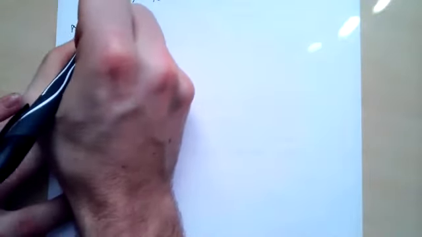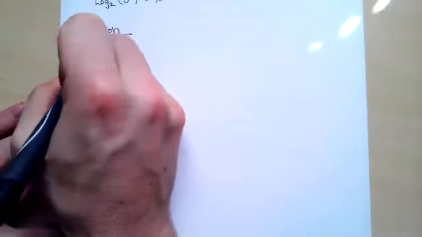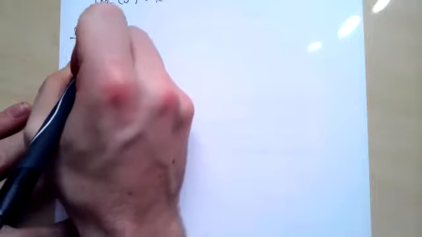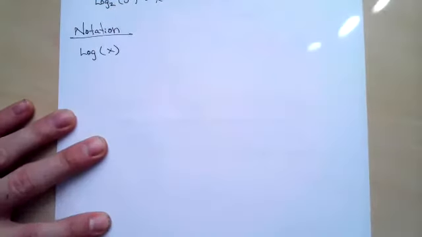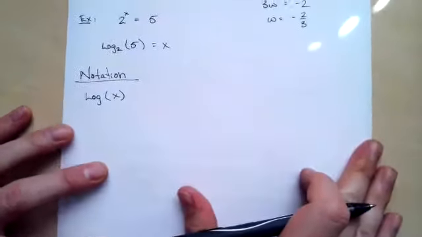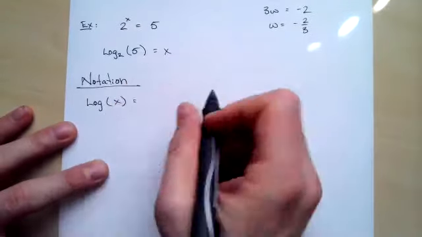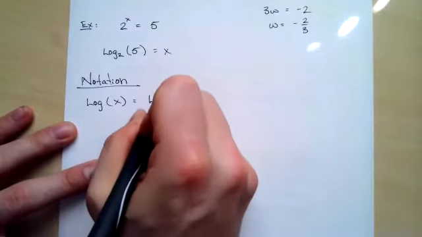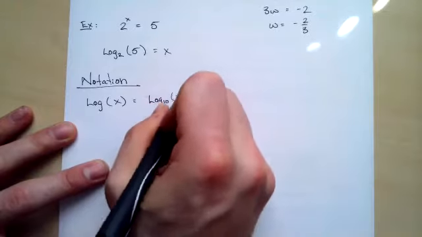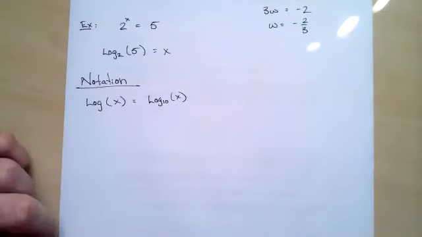Just some notational examples that are going to come up. Probably most people have seen, if we write just log of x and don't specify a base, that means log base 10. So all the log buttons on your calculators are log base 10.